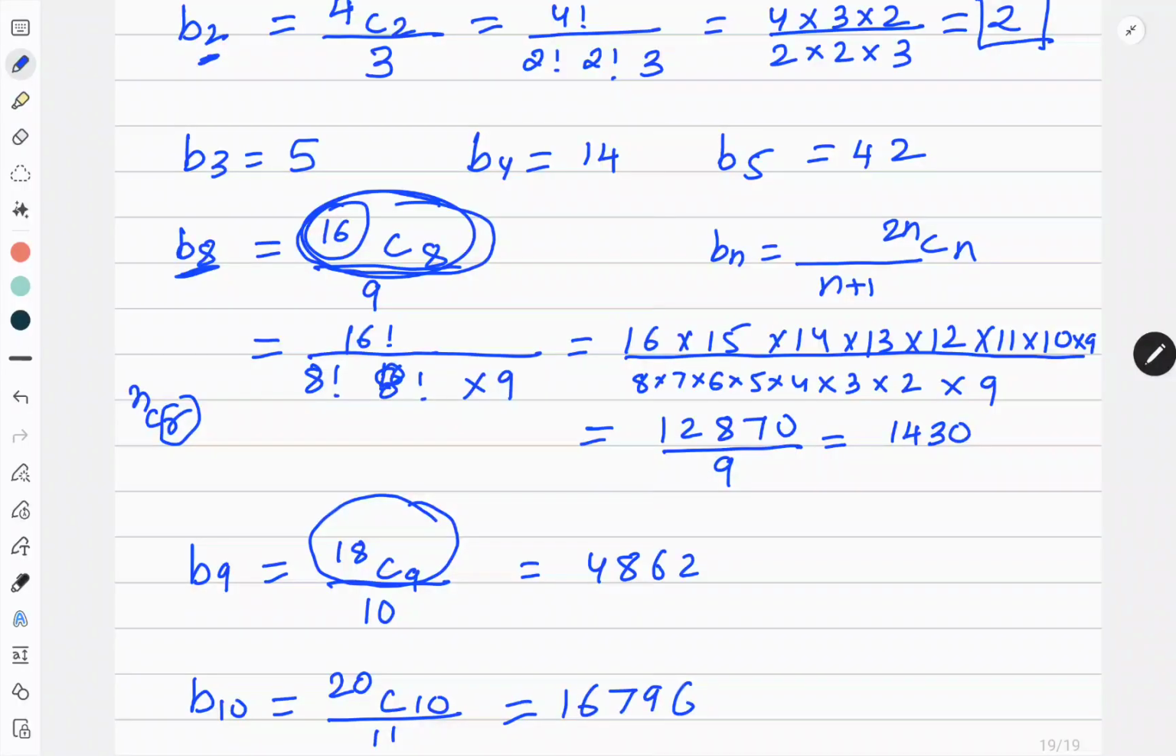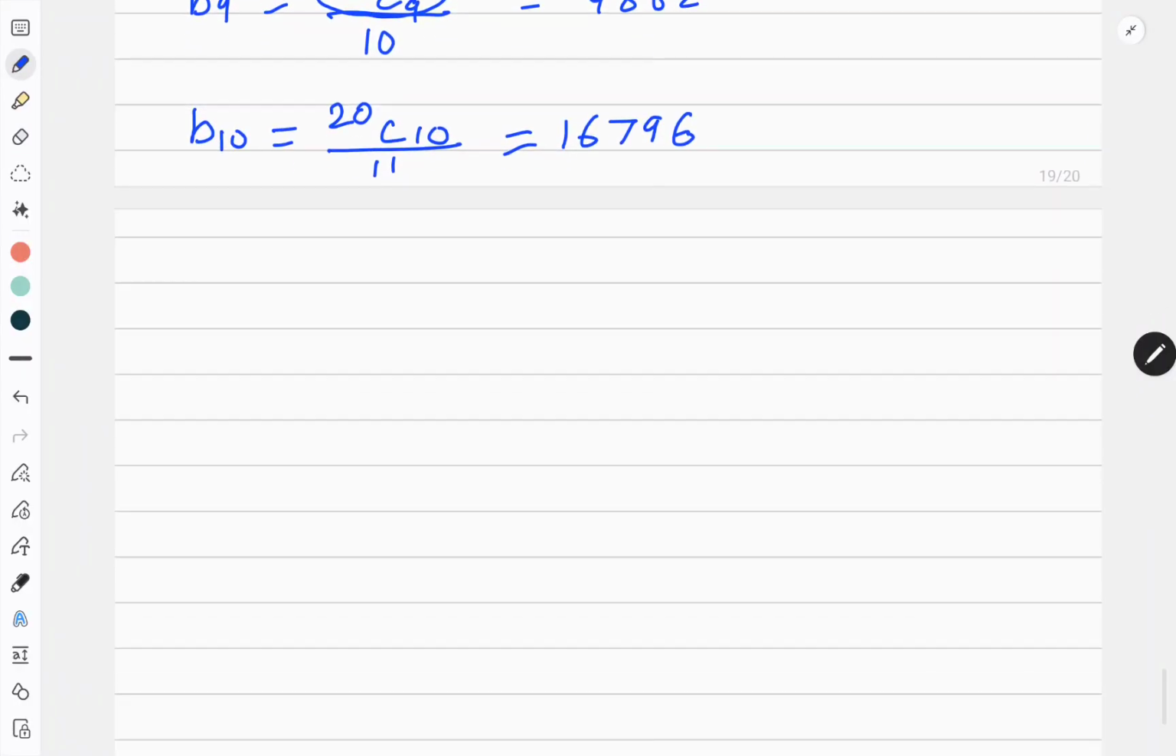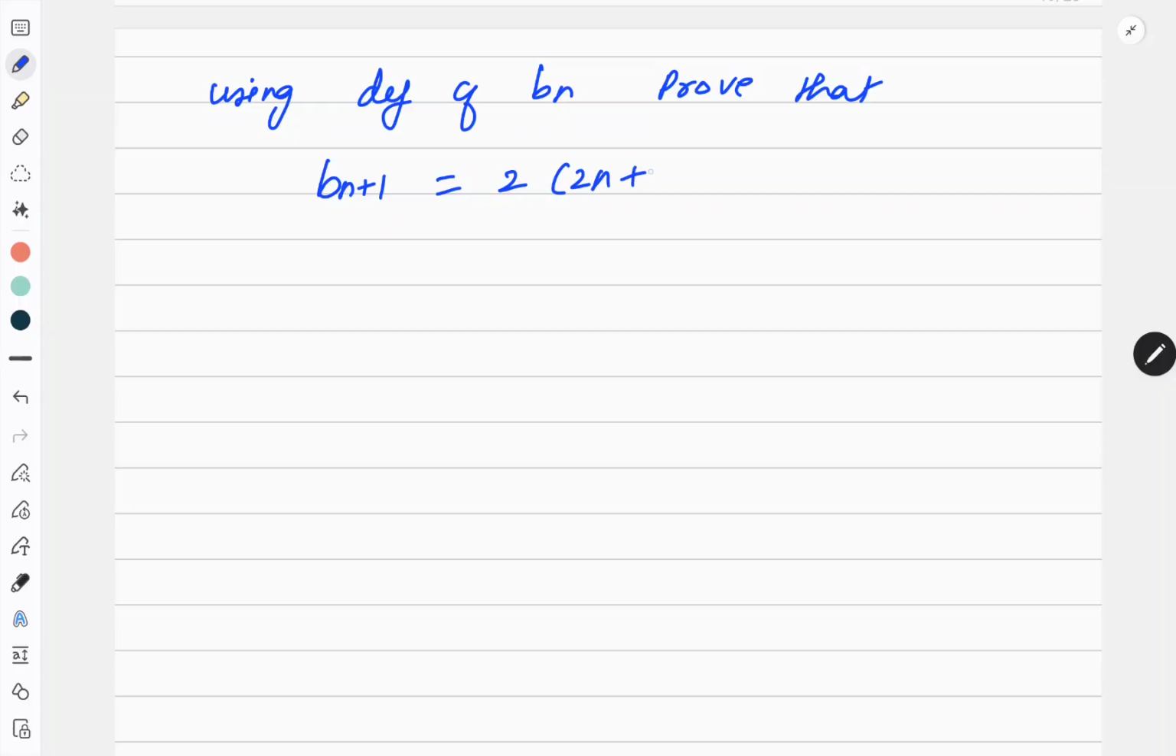So this is how I can find out all the Catalan numbers. Okay. Now there is one simple question based on this. Now write down the question. Using the definition of Bn, prove that Bn+1 is equal to (2n+1) Bn upon (n+2). So let us start from the left hand side.